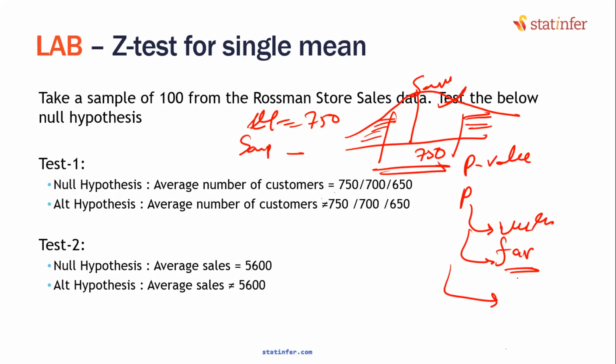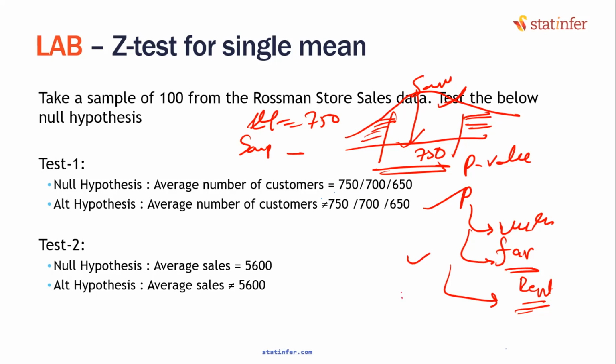Accept? Think about it. If whatever you are expecting is very far, then you will automatically reject, isn't it? Reject it. Do you agree? Is there any confusion there? The connection that I want to create is, if the p-value is very less, then the expected value and the value that you got from the sample are very far.